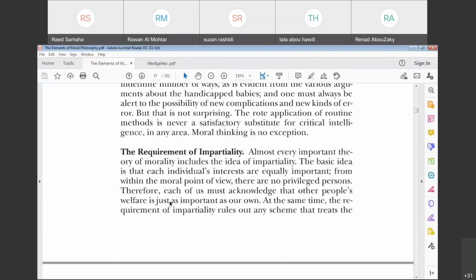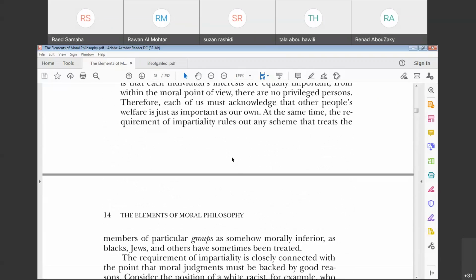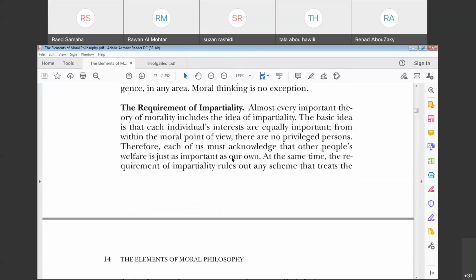And so that takes us to the point that morality requires an element of impartiality and neutrality, which means that in deciding moral issues, every individual's interest should be given equal importance, right? From within a moral perspective, no person should be regarded as having a superior position to another individual. Rather, all individual points of view should be given equal importance.